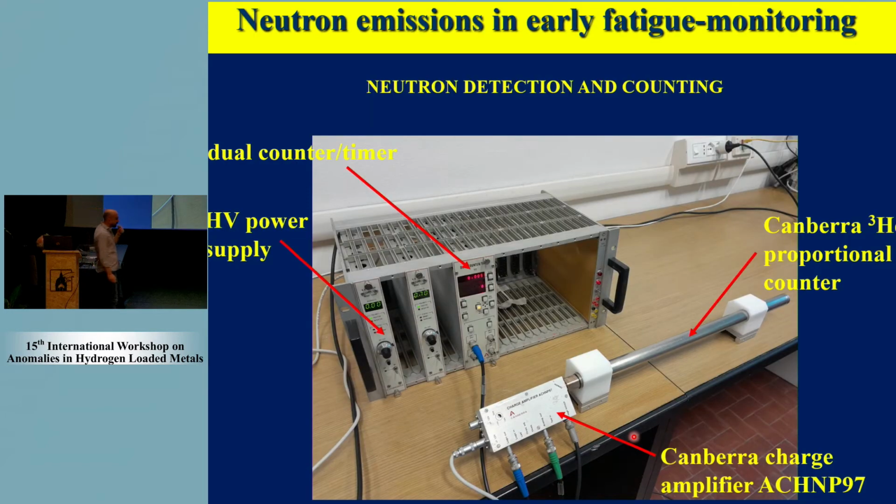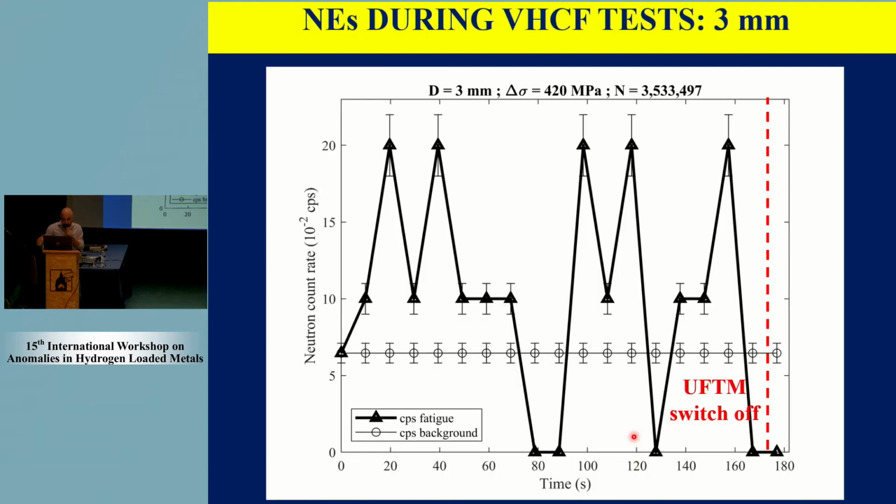Then, during the fatigue test, a few samples were monitored with this experimental setup, by adopting this neutron detector. So here you can see the neutron detector. Here we have the electronics of pre-amplification, amplification and discrimination directly connected to the detector tube. And the sensitivity of the detector tube was equal to a flux of one thermal neutron per second and square centimeter.